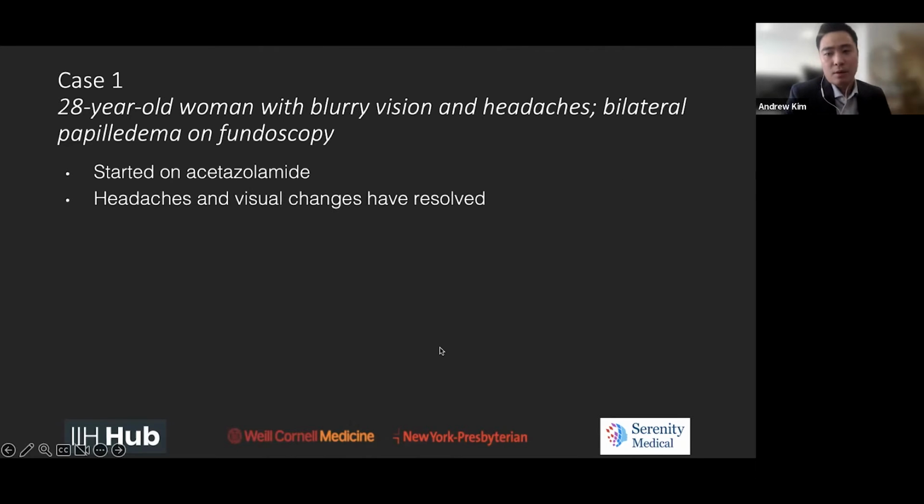So in this case, with the confirmation of the elevated intracranial pressure, the patient was started on acetazolamide, a carbonic anhydrase inhibitor, and the patient's headaches and visual changes all resolved. So this is one nice case where there was accurate diagnosis and treatment, and luckily in this patient's case, acetazolamide was all that was needed to really fully resolve all the patient's symptoms.